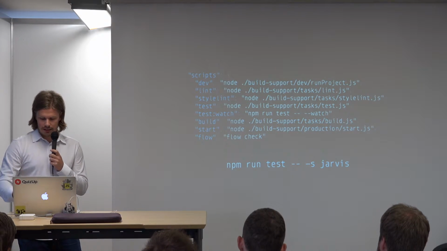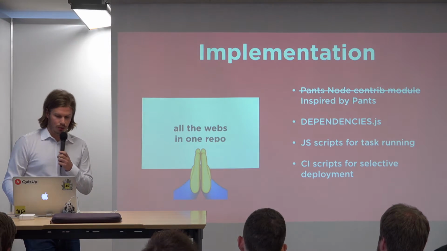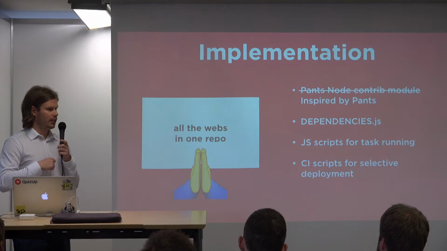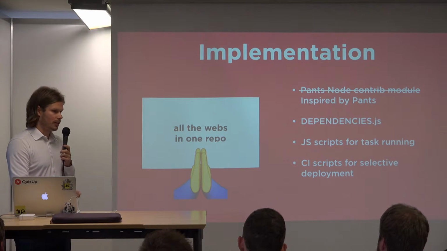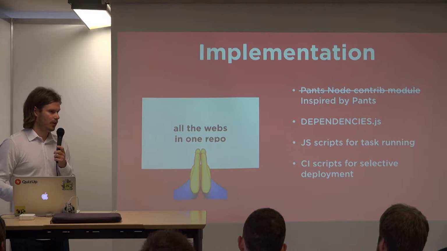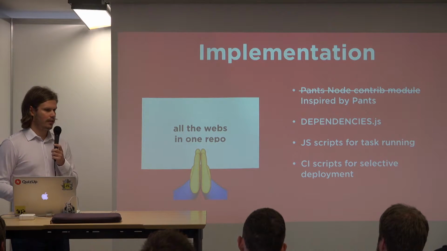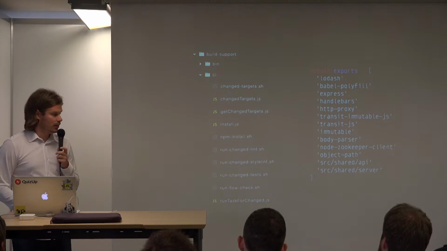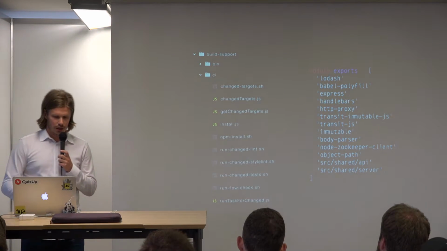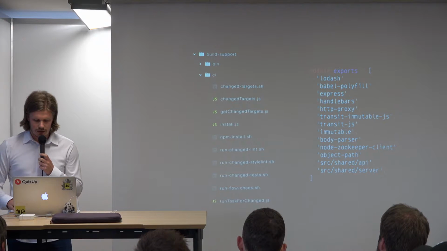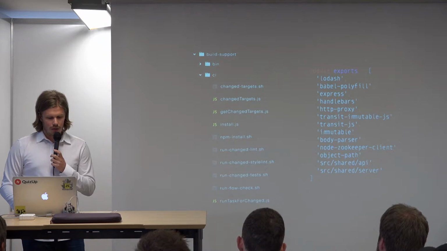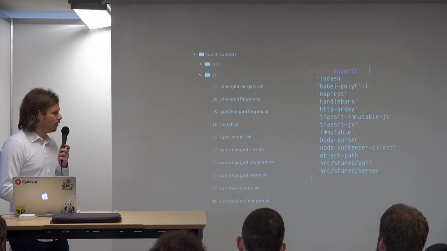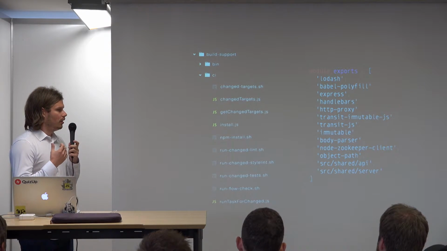And then the last thing we did was we created CI scripts, because if I change something in the Jarvis project, I don't want all of our services to deploy, because it's unnecessary and it takes a lot of time to deploy everything. So we created CI scripts, and you can ignore the shell scripts, they're just because Jenkins doesn't know how to run Node. But we have a script here called change targets, and that's sort of the heart of our monorepo here.